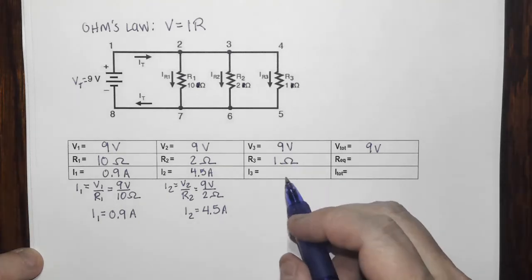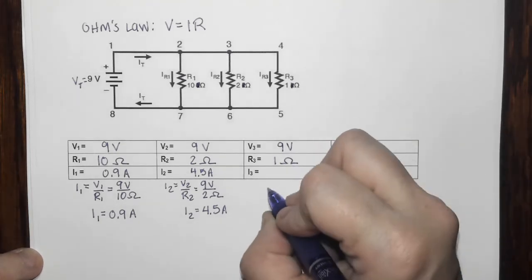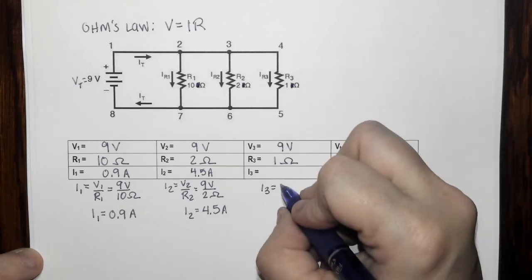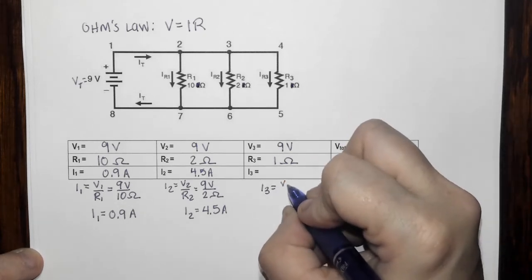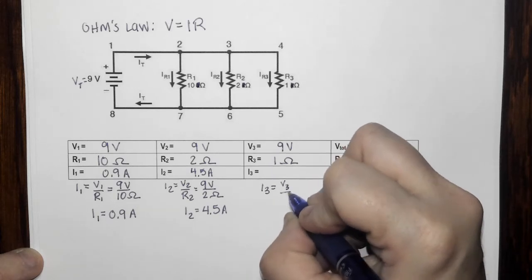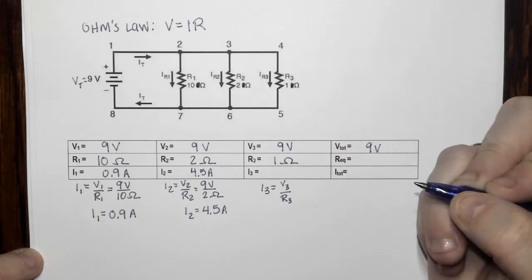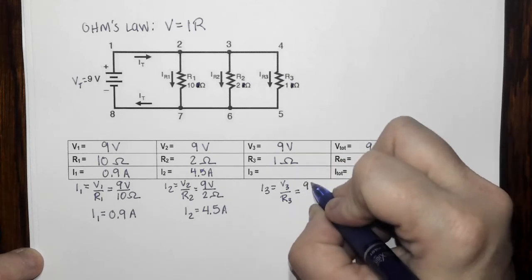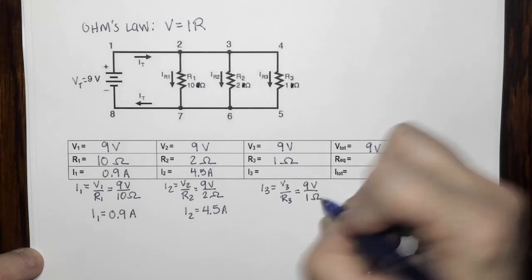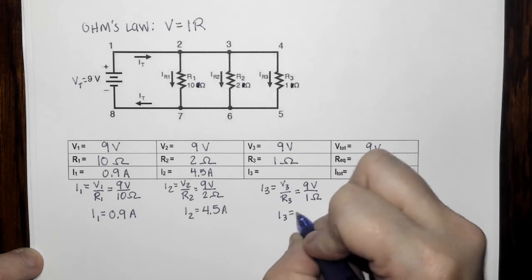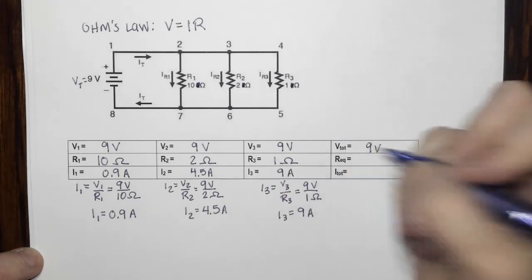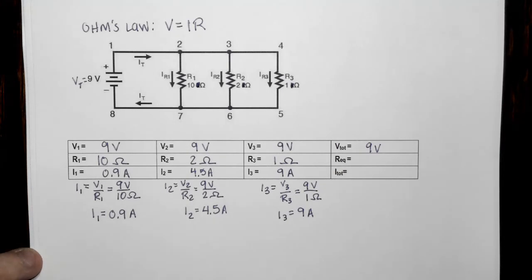Okay, my third resistor, I have I3, current at 3 is going to be equal to the voltage at 3 divided by the resistance of resistor 3. That is going to be equal to 9 volts divided by 1 ohm. I3 is equal to 9 amps. Well, that wasn't so bad.